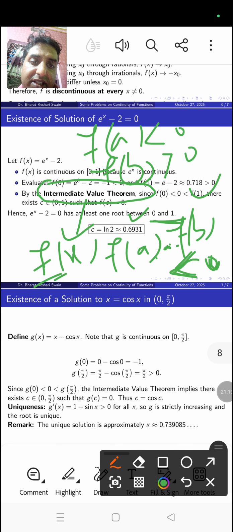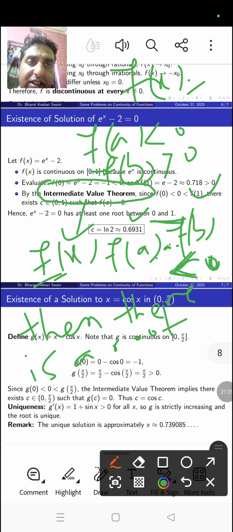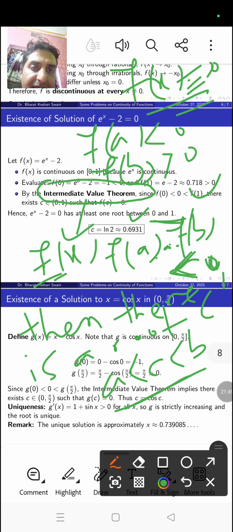If this product is less than 0, then there is a root, a solution of this function. Root means if f of x equals 0, then x is called the root. So there is a root in between a and b. Suppose the root is c, so there is a root c in between a and b. This is your intermediate value theorem.